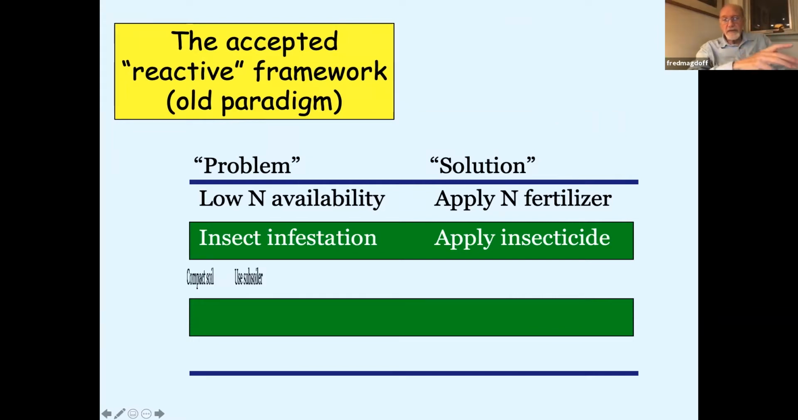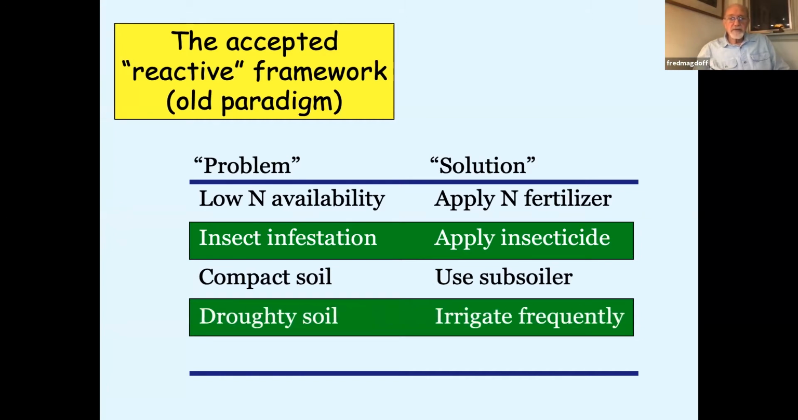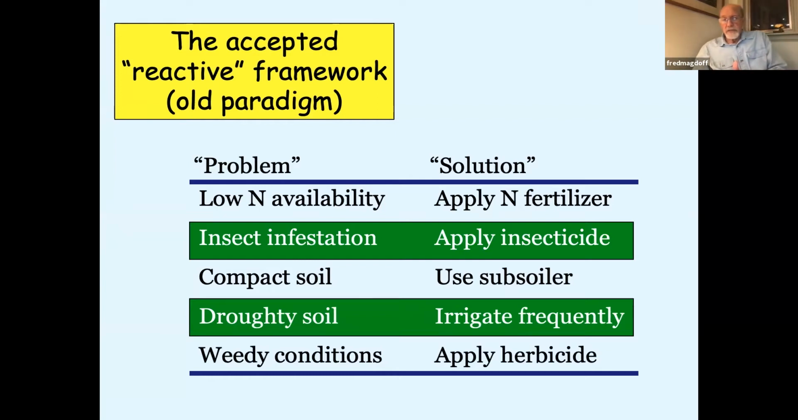You've got an insect infestation. Well, the answer is apply insecticide. You've got a compact soil. You use something like a subsoiler to go in and really rip it apart. And droughty soil, well, you've just got to irrigate more frequently. Weedy conditions, apply an herbicide. In other words, you're reacting to problems that you see.